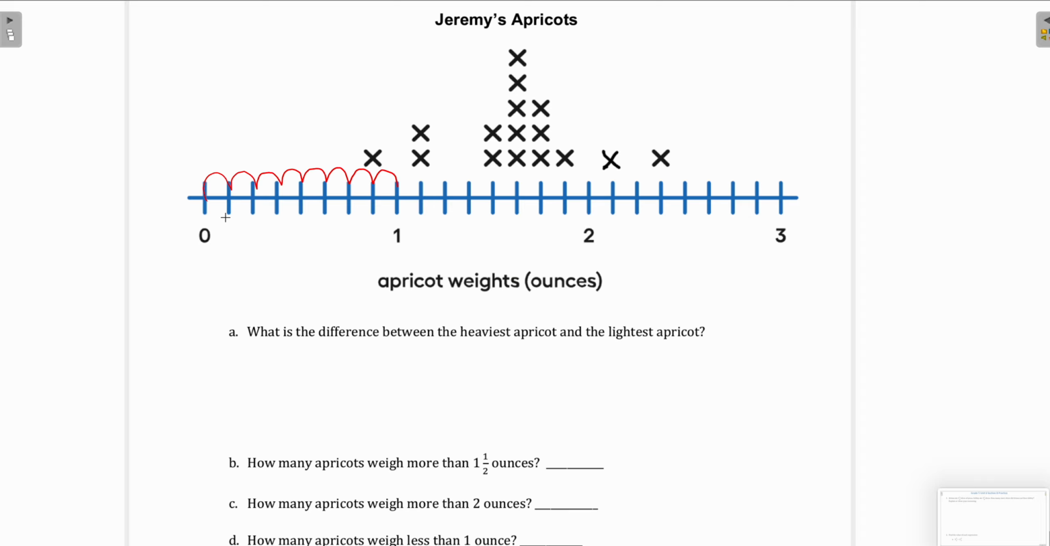So that means this is 1/8, this is 2/8, etc., 3/8, 4/8, etc. This is 1 whole, or 8/8, and this is 1 and 1/8. This is 2, so this is 2 and 1/8 over here. This is 2 and 2/8 over here. Okay, so we have that clear.